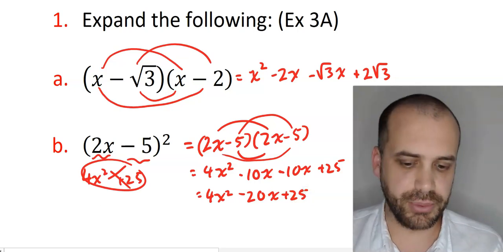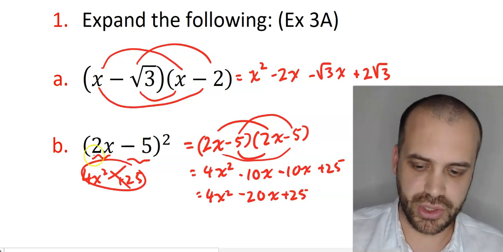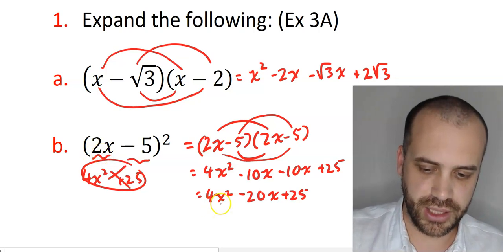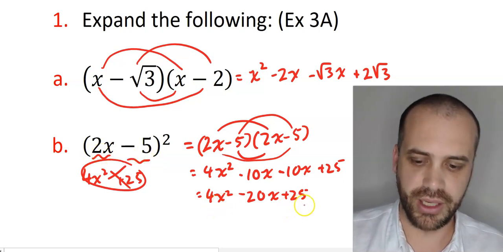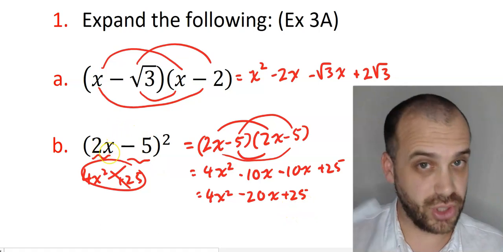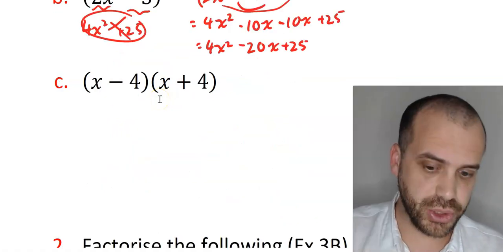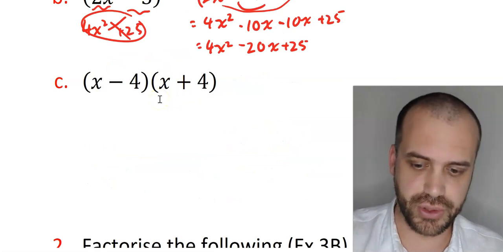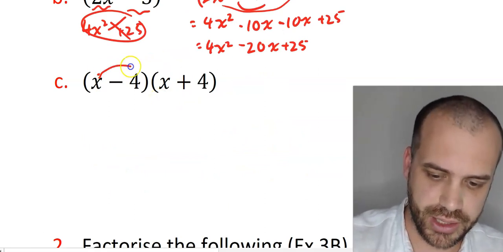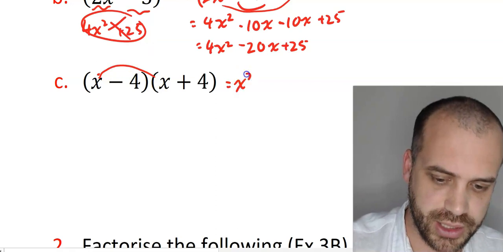All right, so that's an example of a perfect square. It's the square of the first one, which is that, the square of the second one, which is that, and then that times 2. It's a special pattern. So next one here is another special pattern. It's the difference of two squares. So this time we get x times x, which is equal to x squared.